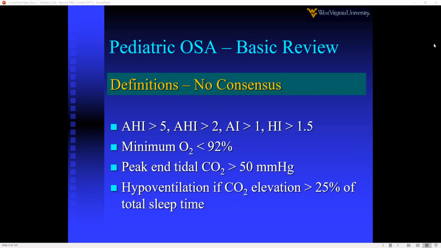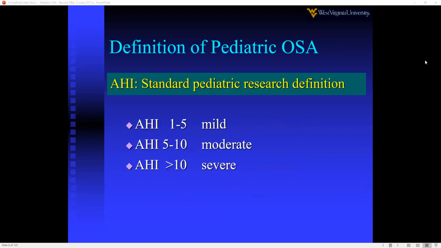So there's no consensus on definitions. For the adult, the apnea-hypopnea index greater than 5, some have used it in children. You'll see some things written about AHI greater than 2 or the apnea index greater than 1. So it's all over the place. Mostly people will agree on minimum oxygen saturation less than 92%, although we look at it as less than 88% as well. And then hypoventilation has a diagnosis if the carbon dioxide is greater than 25% of the night.